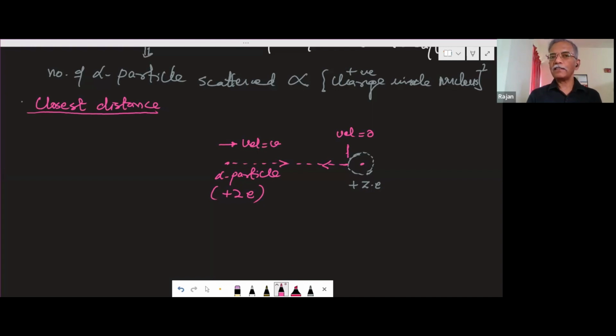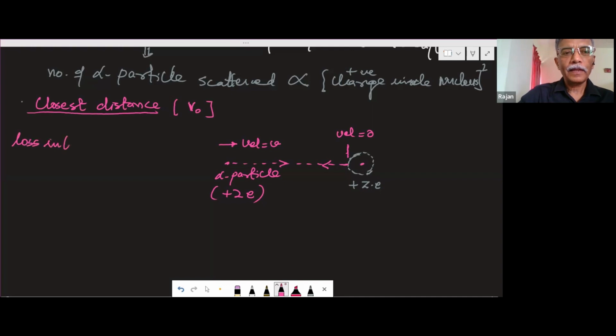Got it? Gain in potential energy. And we can find that easily, right? So now we are going to see this closest distance from the center of the nucleus, call this R naught. It is denoted by R naught, right? Now, as we have discussed, the loss in kinetic energy from a start point, I can say O, to the point here A, right?